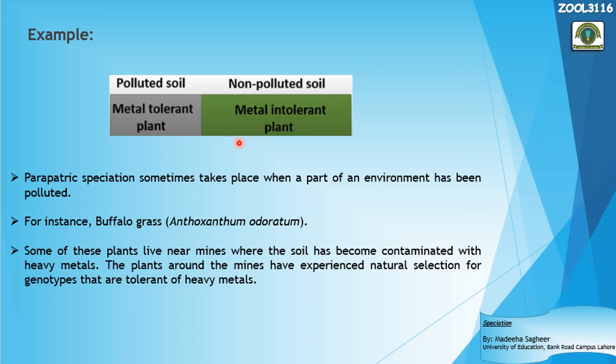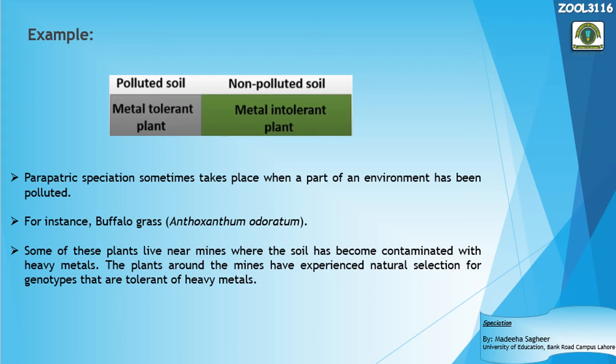Now they have become metal tolerant, but the rest of the individuals in the same geographical area, at a distance from this polluted area, are metal intolerant plants. Here you can easily understand the concept of parapatric speciation. The speciation takes place because of the distance. When there is a distance, even a smaller change in the environment could lead to speciation.